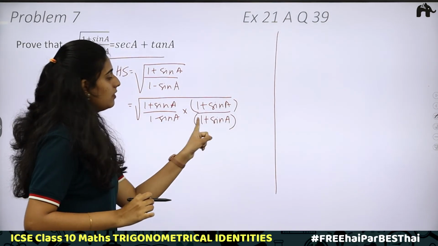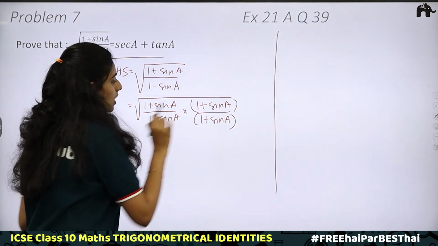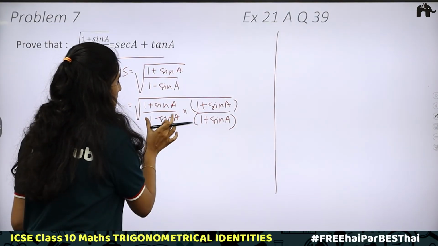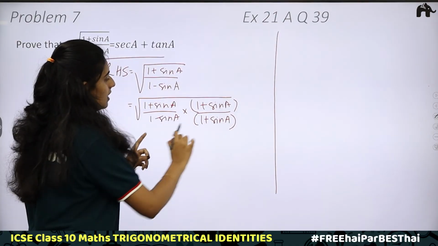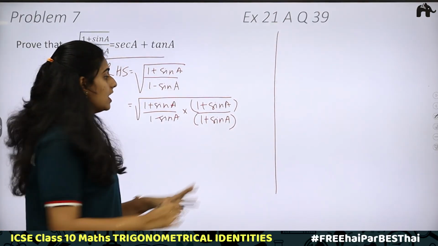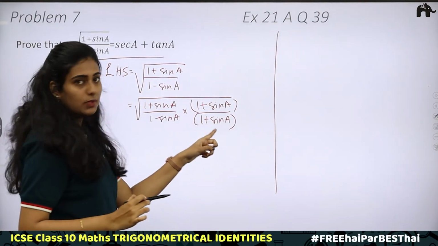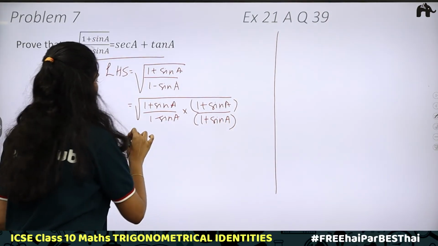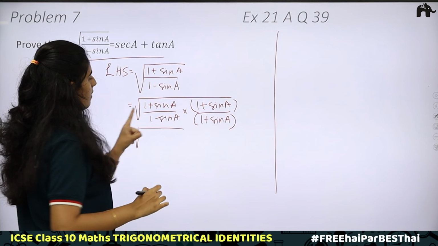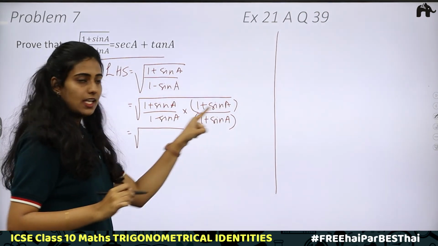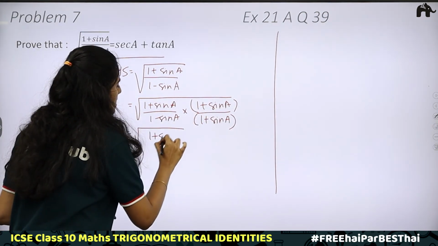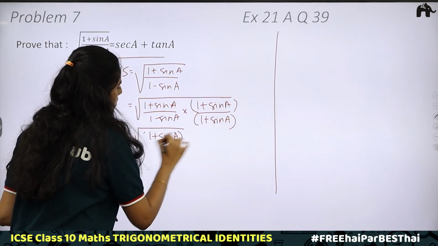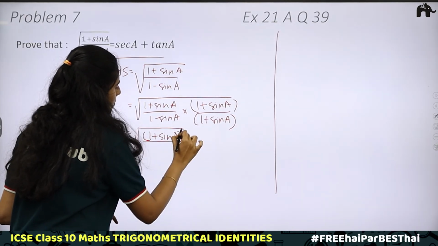When I multiply with A plus B, I will be getting the form A square minus B square. For that purpose, if here it is A minus B, then I will be multiplying A plus B. So, when multiplied with the denominator, you will have to multiply with the numerator as well. Then what is the numerator? Root of 1 plus sin A into 1 plus sin A, that is 1 plus sin A whole square, divided by the denominator.